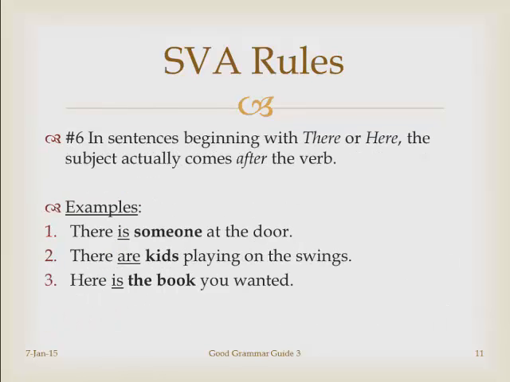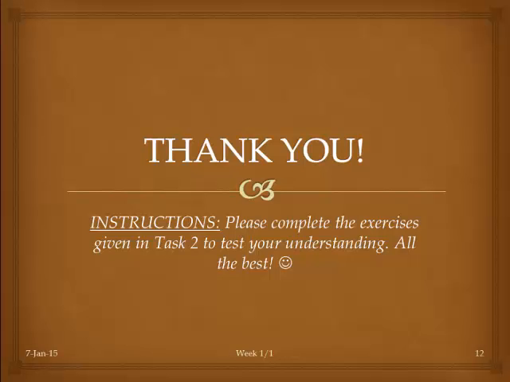And finally, in sentences beginning with the words there or here, the subject, the real subject, actually comes after the verb. So in these examples, the words in bold, someone, kids, and the book are the true subjects in the sentence. And so the verbs is and are follow those subjects. Someone and the book is singular, so you take is. Kids, plural, so you take are. So yes, that's about it for now.